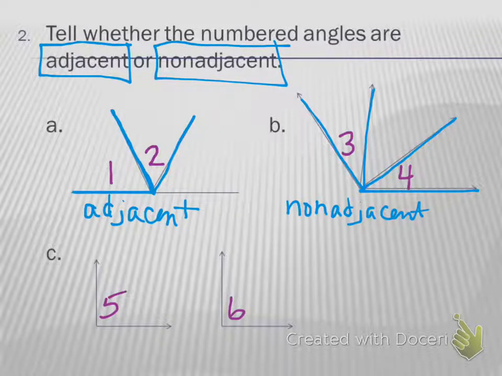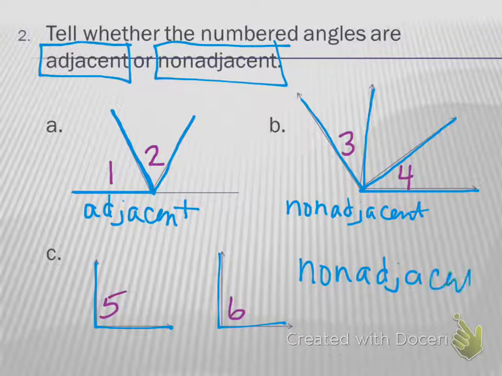And part C, there's 5, there's 6. Do they share a vertex or a side? No, they don't really share anything, right? They look like they're probably congruent. They probably have the same measure, but do they share any parts? No, they're totally separate. So these are also non-adjacent. So again, they have to share a side and a vertex.